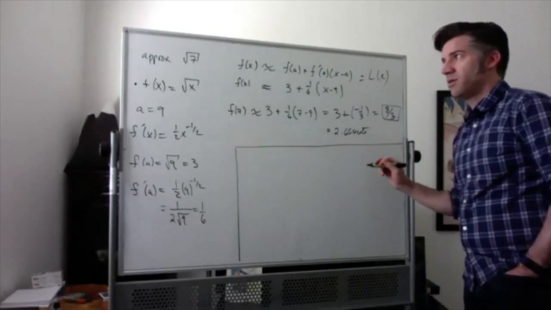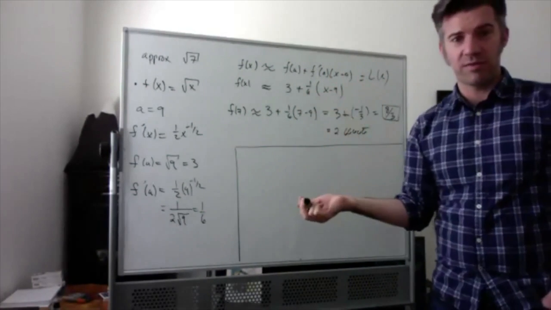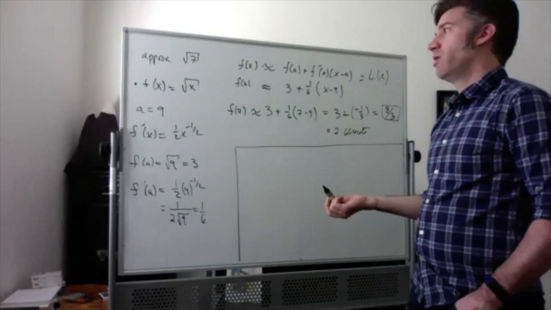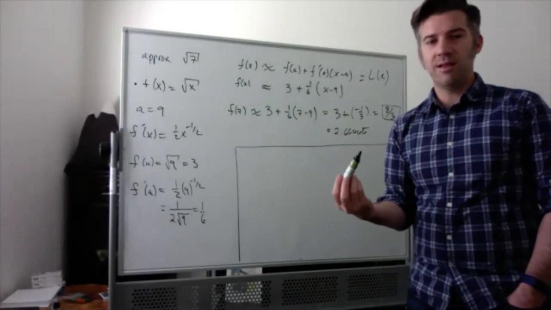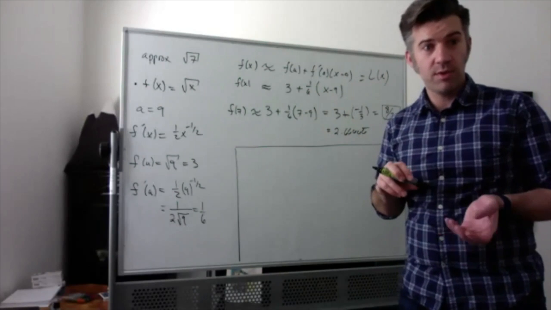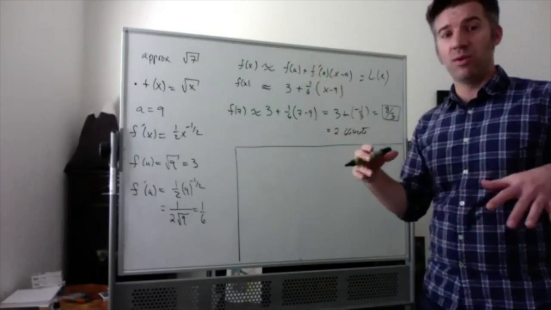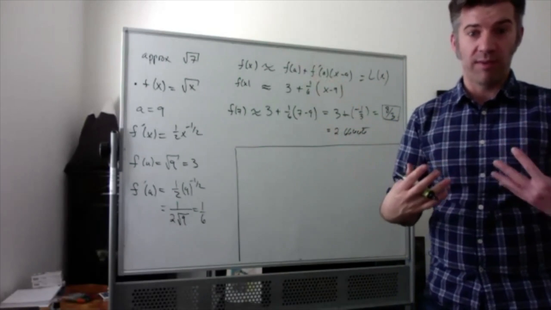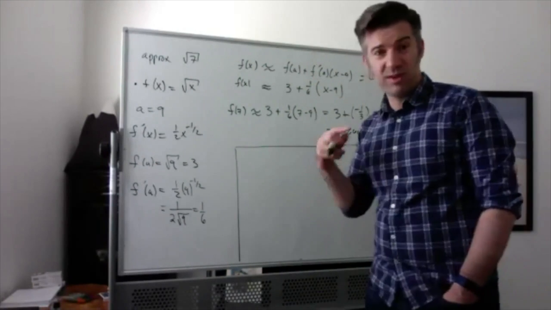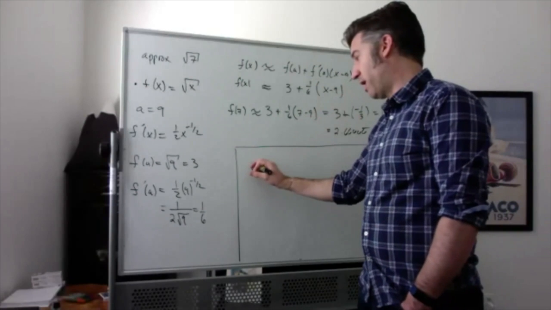So the idea is to approximate the square root of 7 using Newton's method. You have to think about a function where the square root of 7 would be the root, or the 0, of that function. It's not hard. In fact, here's what we do. If you don't know what the function is right off the bat, just say, well, I know I want this.